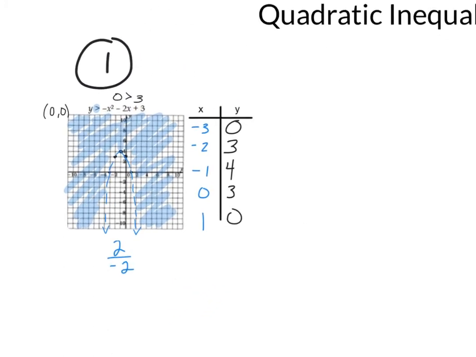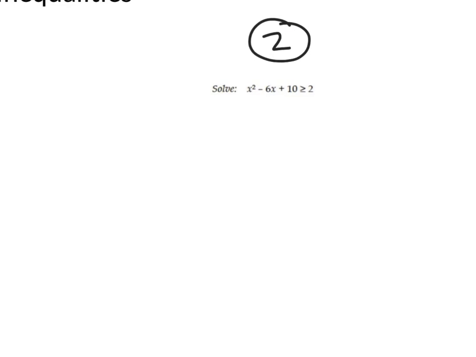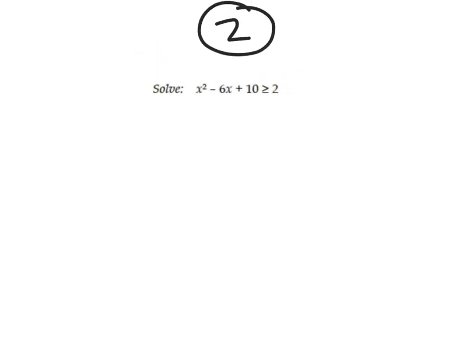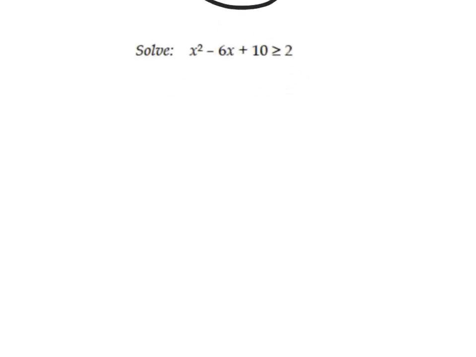Let's move on to part 2. Solving a quadratic inequality algebraically. Just like we saw on the graph, we want to approach this as if we were solving an equation. So we're going to turn this into an equation and set it equal to 0. So I'm going to subtract 2 from both sides. So I have an equation that's set equal to 0.